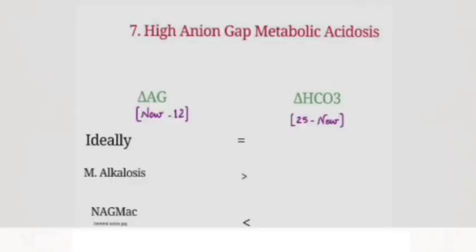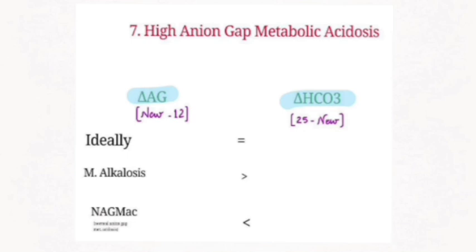Now in cases of high anion gap metabolic acidosis, you are supposed to see if the metabolic acidosis is with metabolic alkalosis or the metabolic acidosis is with normal anion gap metabolic acidosis. For that we'll have to look at the change in the anion gap with respect to the change in the HCO3 values. So how will we calculate that? We'll find out the anion gap, subtract it by 12 because 12 is the normal value, and we'll subtract the HCO3 value given in the question from 25, and then we'll compare the two.